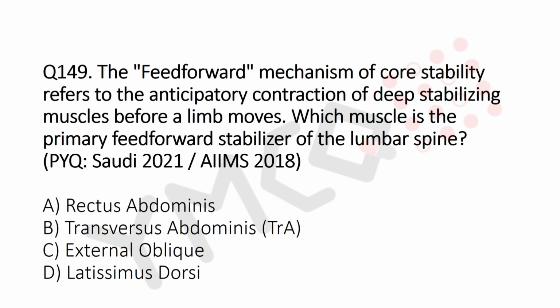And the answer is option B, transverse abdominis. Before you even lift your arm or leg, your brain tells the transverse abdominis to build a corset, your body's built-in corset, to tighten up and protect the spine. This happens automatically milliseconds before the movement. Okay?